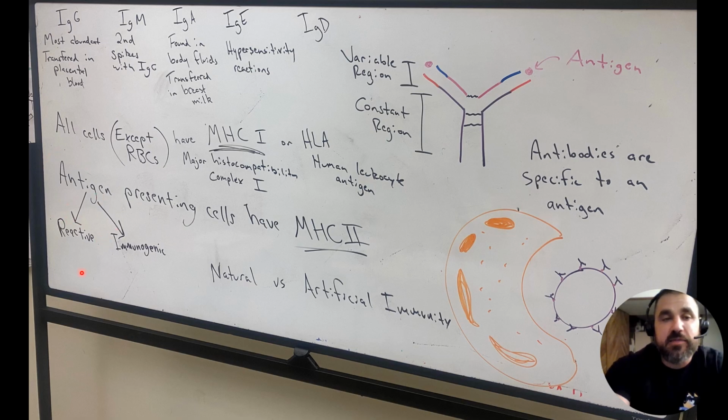And an antigen has to be reactive. Your body has to react to it. If it doesn't react to it, it's not going to be a good antigen because we're not going to form an antibody to it. It has to be immunogenic. So not only do you have to react, you also have to form an immune response.